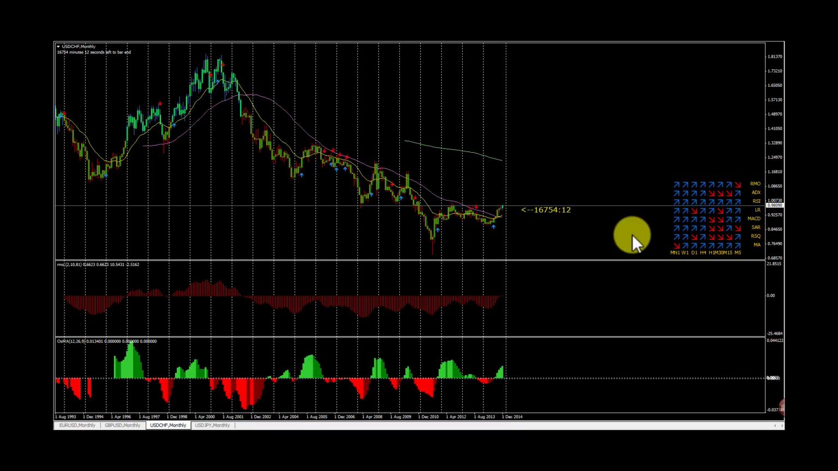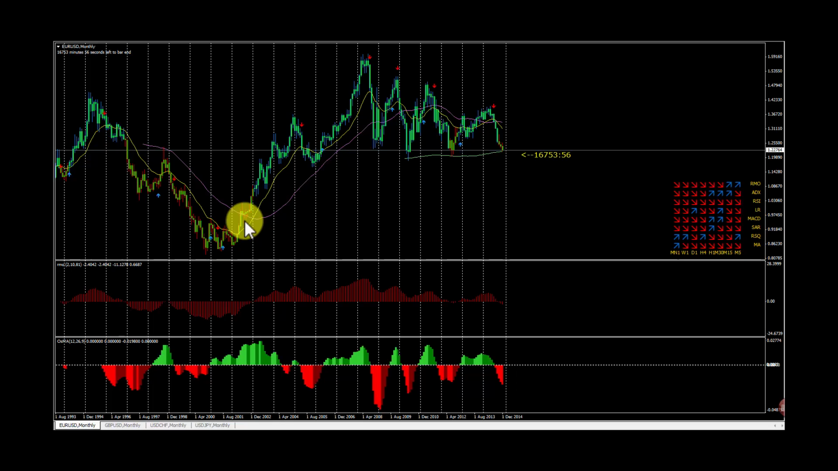So I just wanted to give a quick, brief outlook for the four majors going into the last couple of weeks for 2014, and then hopefully we'll see you guys all nice and fully rested for 2015. So going to be starting with the euro against US dollar. Let's have a look and see.